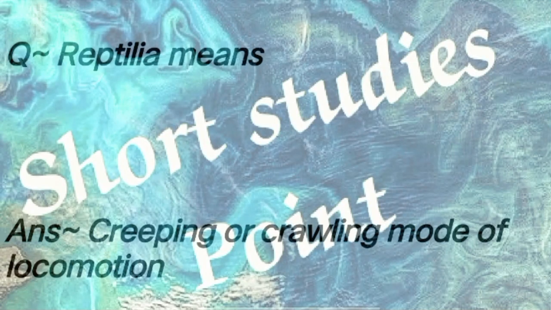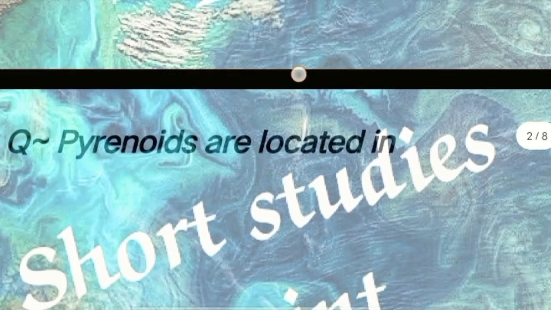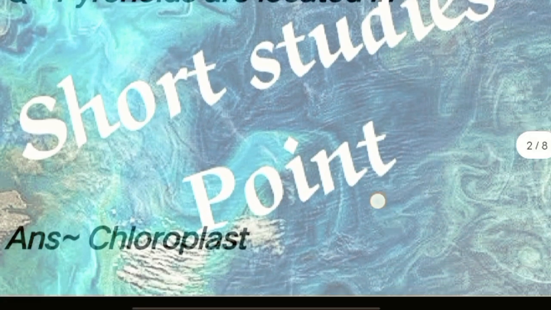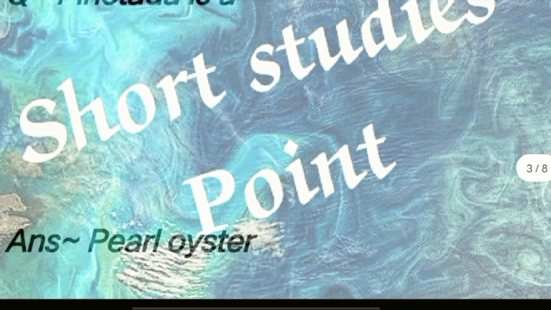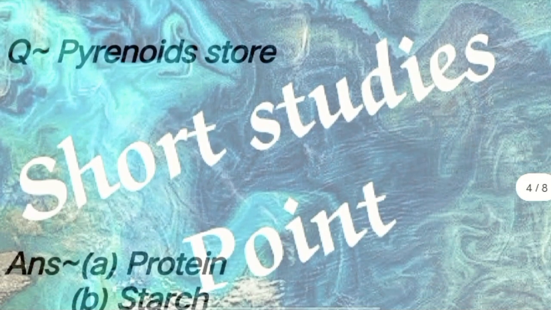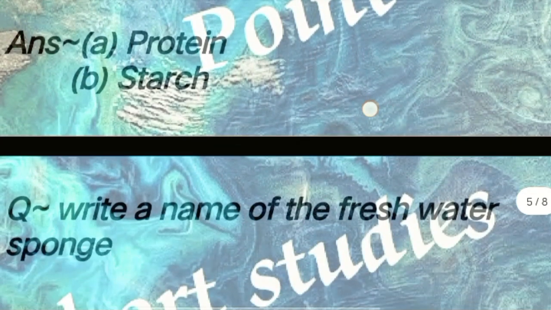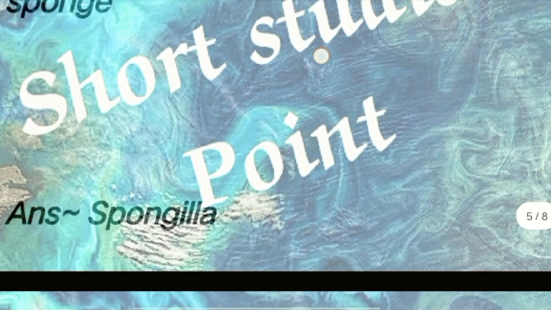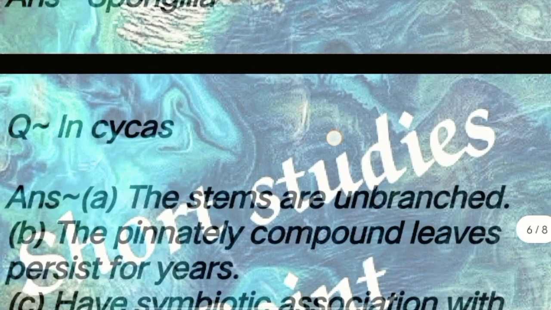Reptilia means? Answer: creeping and crawling mode of locomotion. Next question, pyrenoids are located in? Answer: chloroplast. Next question, Pinctada is a? Answer: pearl oyster. Next question, pyrenoids store? Answer: protein, starch. Next question, write a name of a freshwater sponge. Answer: Spongilla.